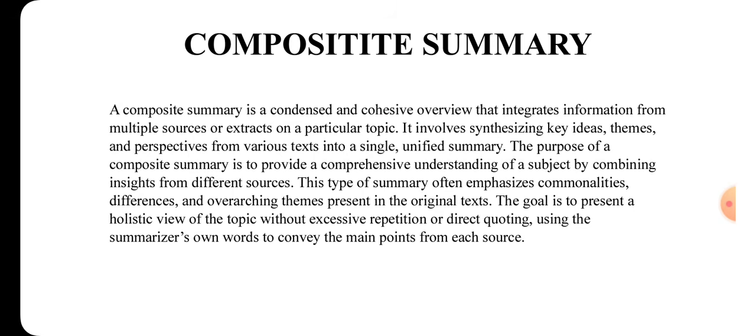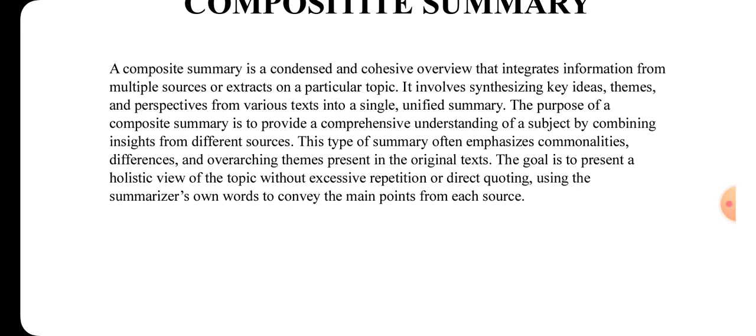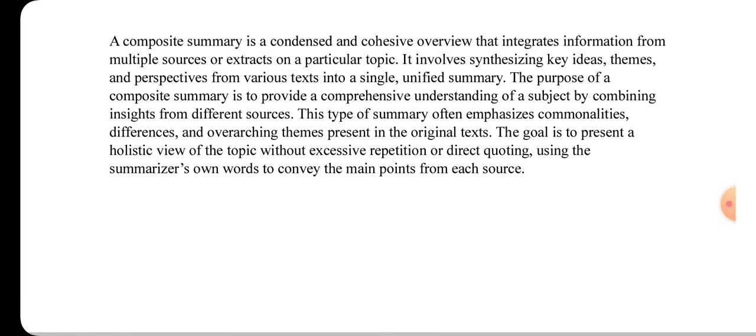So a composite summary is different from the normal summary. At this point, you are to synthesize key ideas, themes, and perspectives from various texts into a single unified summary. The purpose of a composite summary is to provide a comprehensive understanding of a subject by combining insight from different sources. This type of summary often emphasizes commonalities, differences, and emerging themes and overarching themes present in the original text.